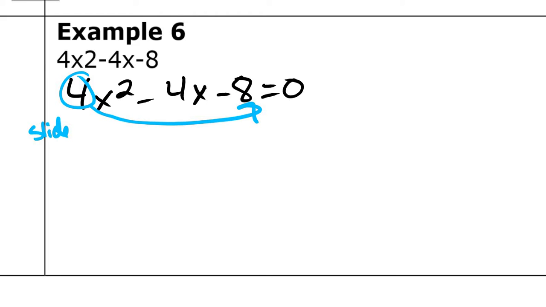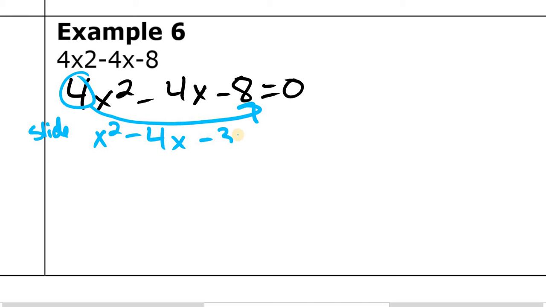And since we are not middle school students anymore, everyone in class knows exactly what 4 times 8 is. X squared minus 4x minus 32. That's the magic answer. All right, so now that we've slid it down and multiplied, we've done the slide step, so now it's in good form.